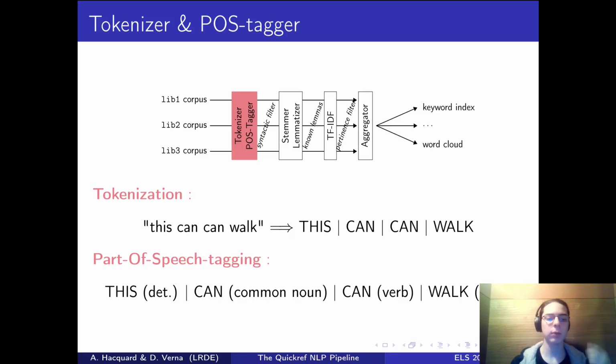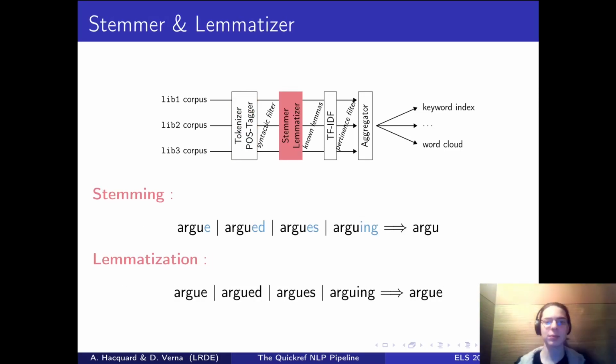When we have associated a part of speech to each token of our corpus, we then filter only the common nouns and then send all of these common nouns to the second step of our pipeline. The second block of our pipeline is a block of stemming and lemmatization.